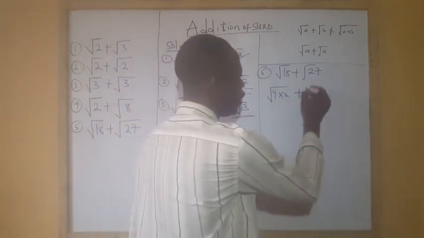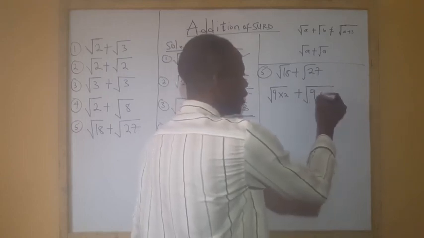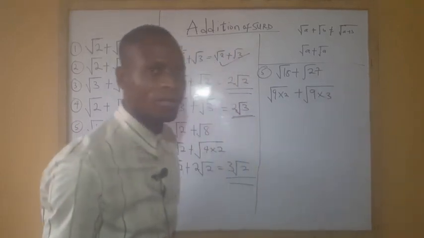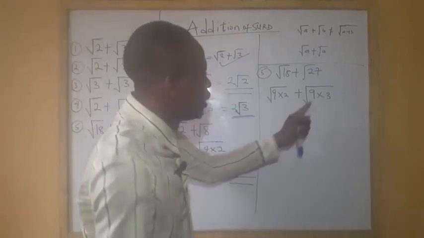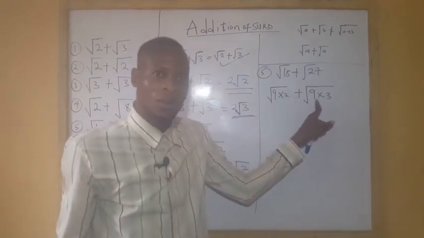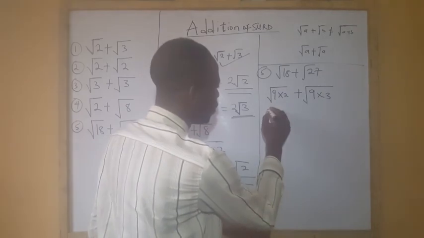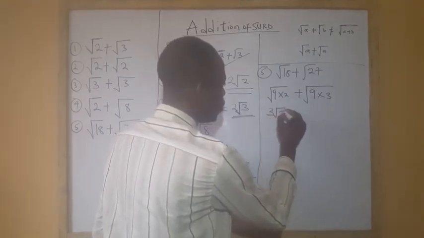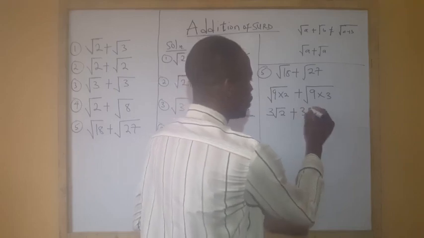Then plus the perfect square factor of 27. The perfect square factor of 27 is 9, since 9 times 3 will give 27. Just simply say 27 divided by 9 will give you 3. So that is what you are going to multiply with that perfect square factor. So we are going to have the square root of 9, which is simply 3 root 2, plus the square root of 9 here again, which is simply 3 root 3.